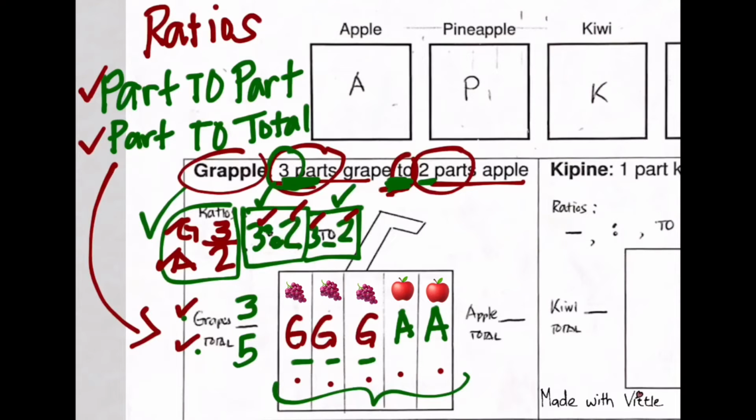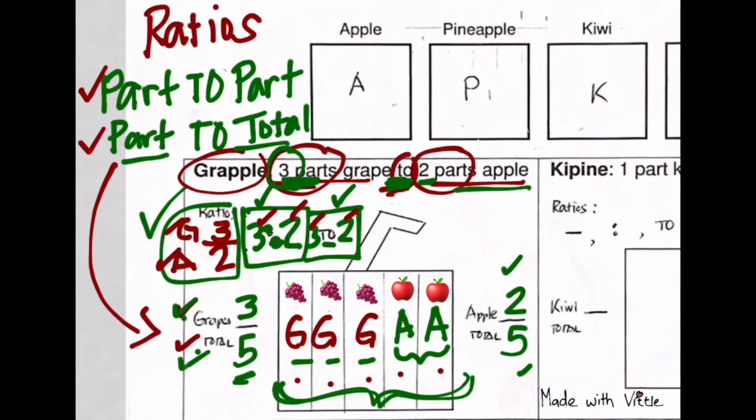Can we do the same with the apple parts? Yes. So that's going to be again part to total. So this time the apple, which is 2 parts. So 2 apples out of the 5 parts. The whole thing is 5. So as you can see, we've written the part of the apple out of the total. We've written the part of the grapes out of the total. And we can also change them to decimal and percent to find how much apple is in percent and how much grape is in this juice in percent.